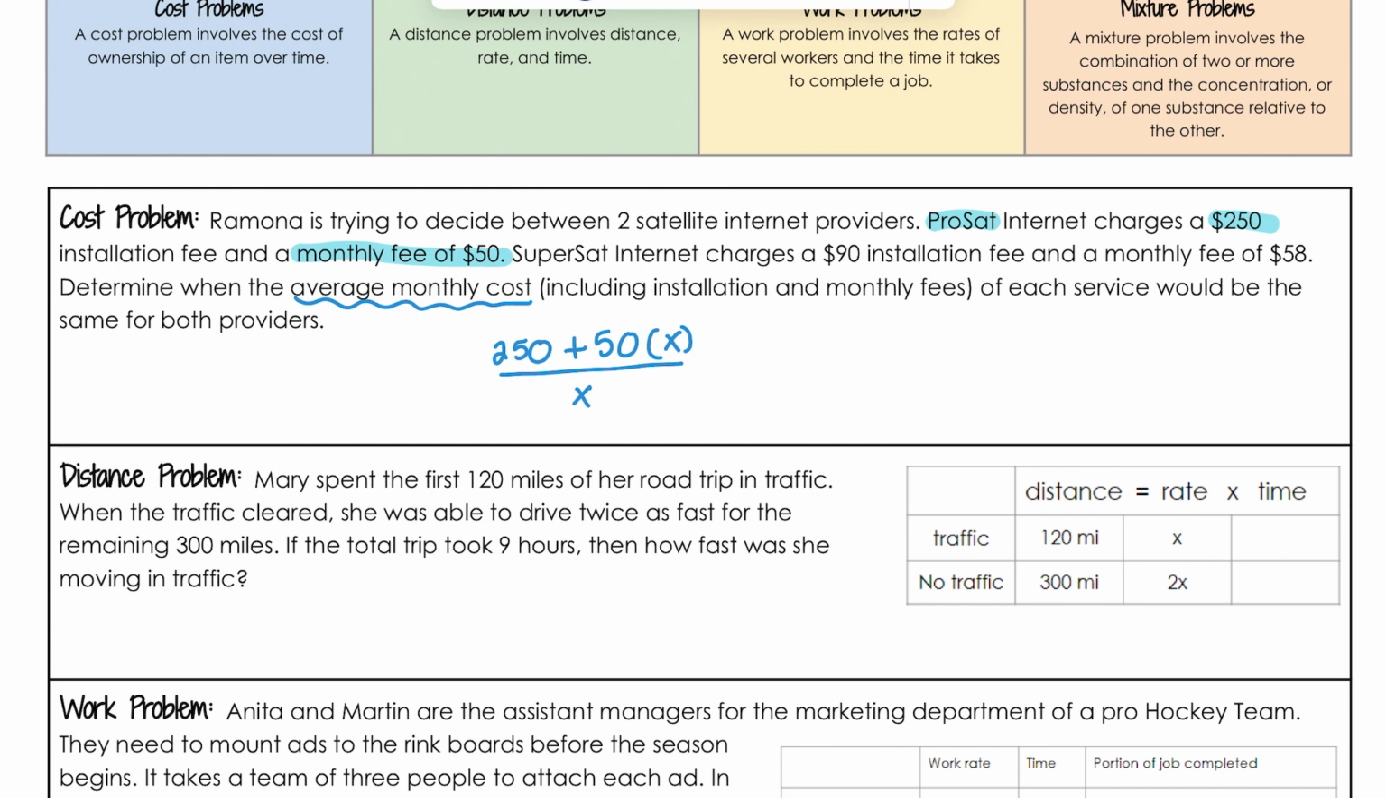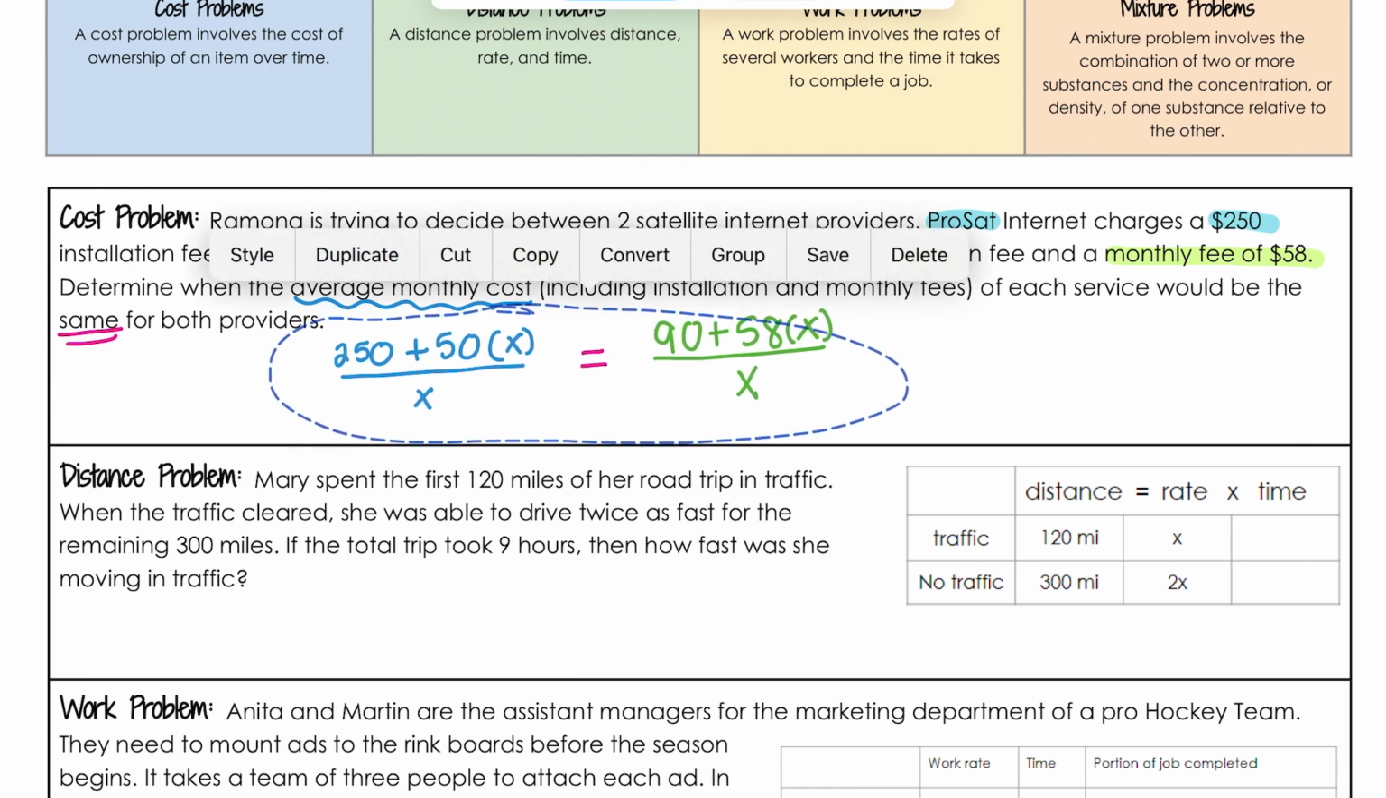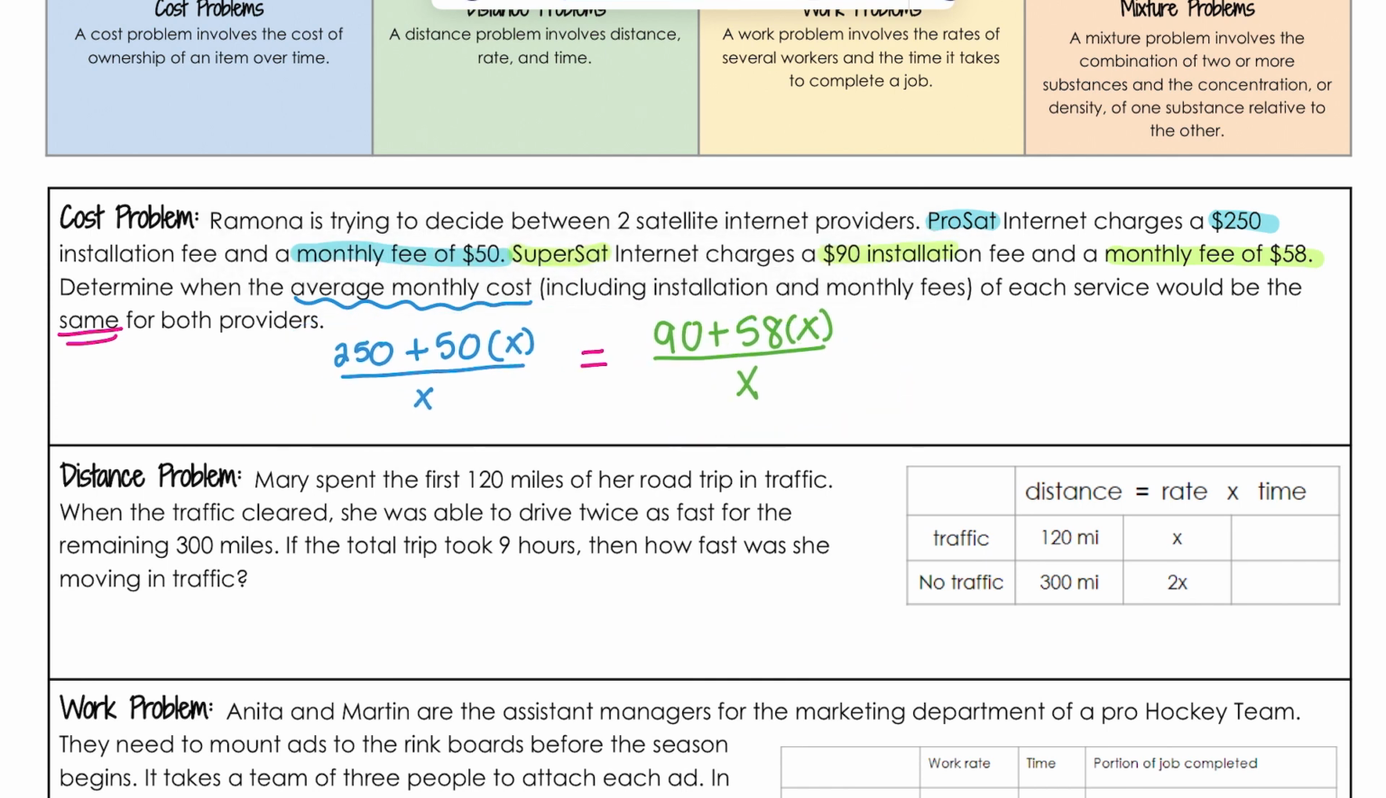We'll also do the same for SuperSat. SuperSat charges a $90 installation fee and a monthly fee of $58. So their equation would be 90 plus 58x divided by x. And now this problem is asking us to find when the average monthly cost for each will be the same. So that means we're going to set these two equal. If I set these two equations equal, now I just have a rational equation that I can solve using some of the methods we've learned.